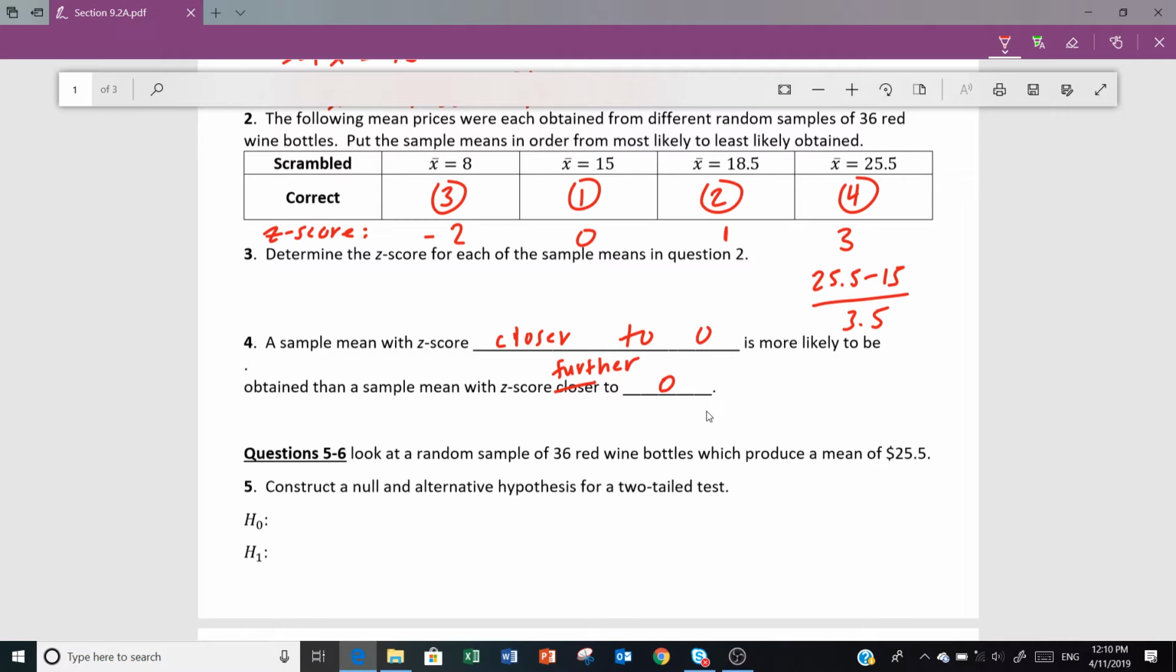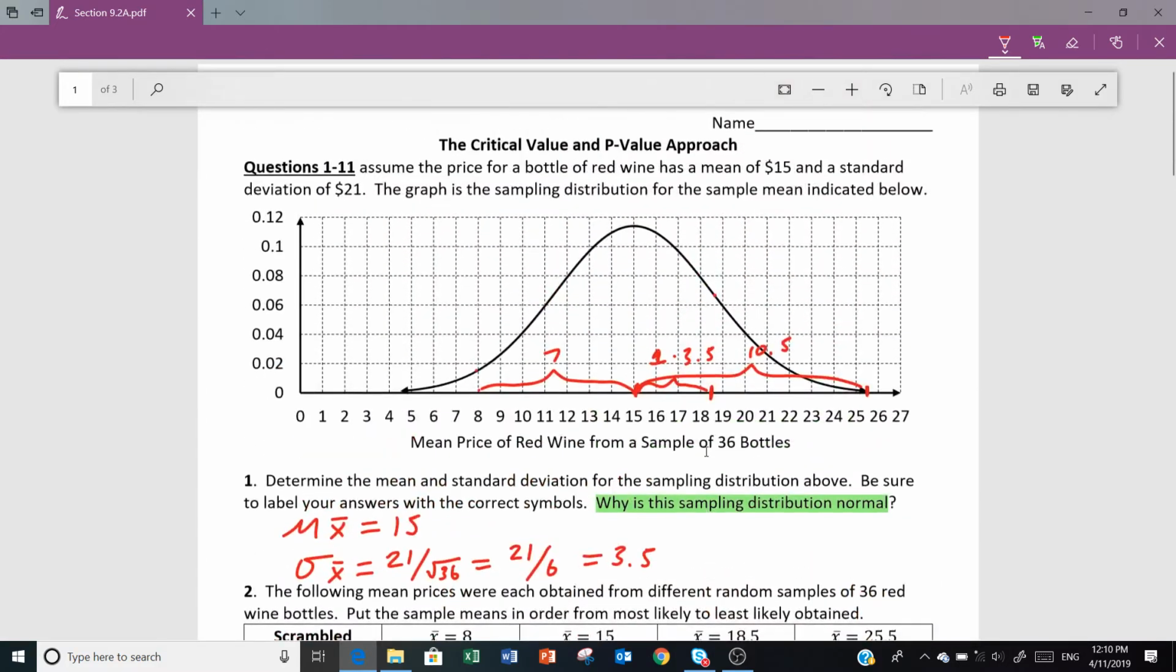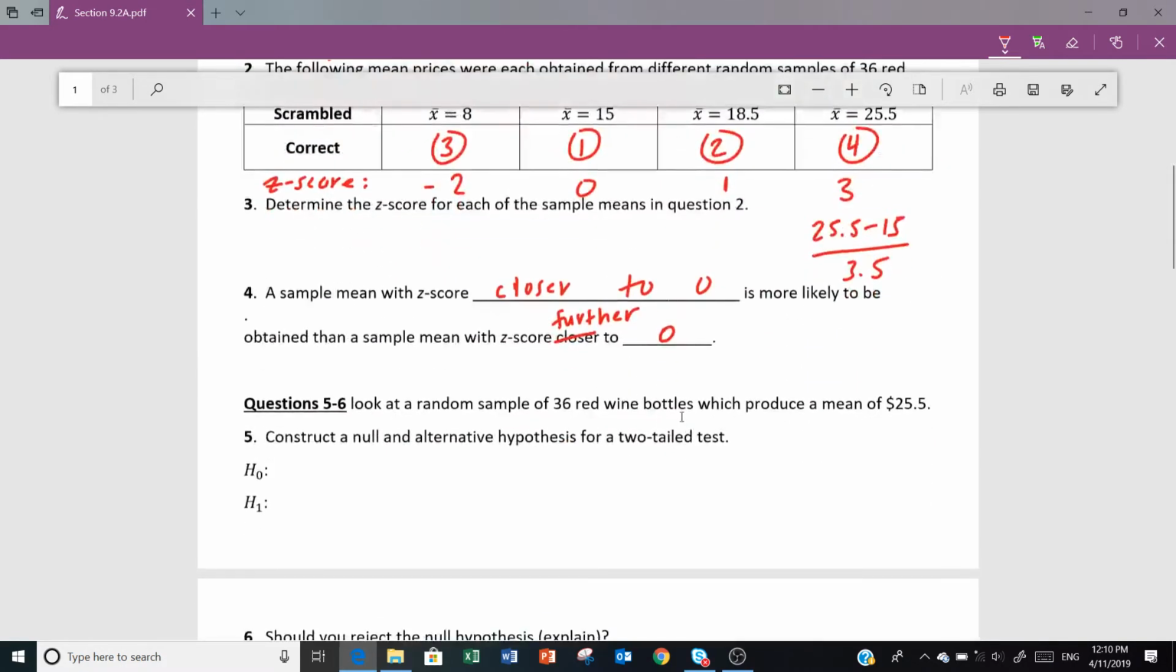So let's do number 5. Let's now construct a null and alternative hypothesis. We're looking at this one here. We were assuming the mean is 15 and the standard deviation is 21. Then we're looking at a random sample of 36 red wine bottles, and it gives you a mean of 25.5. Let's construct a null and alternative hypothesis for a two-tailed test.